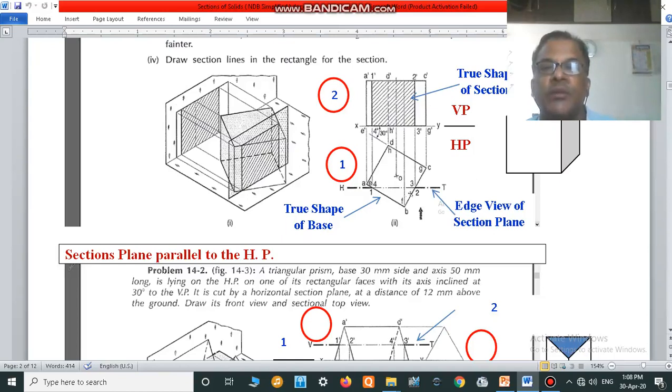So these 2 and 3 will match here in the top view. So 2 is here, 3 is here. Then 1 and 4 will match here. So 1 is here and 4 is here. So 1 dash, 2 dash, 3 dash, 4 dash is the true shape of the section.